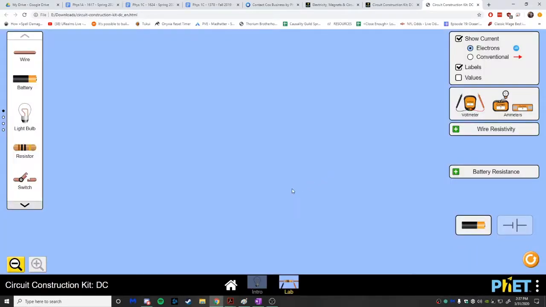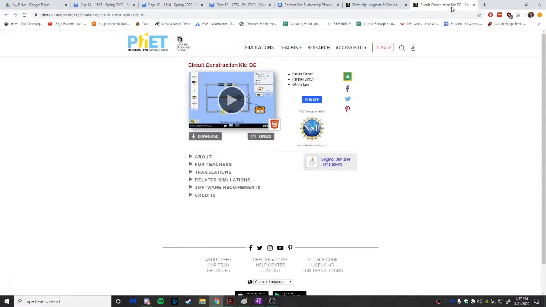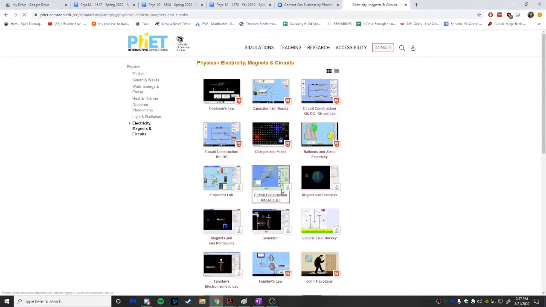Okay, so this allows us to connect simple circuits right here. So what we're going to do is take a battery and connect it to... Hold up, this one doesn't actually have capacitors in it. Oh, it doesn't. I have to go to the other one, my bad. I have to go to the AC kit. This one.